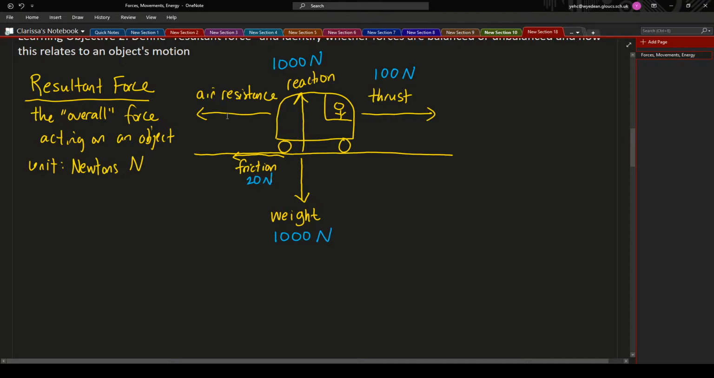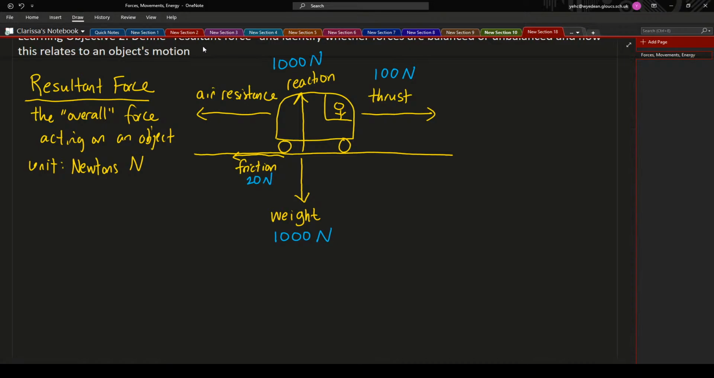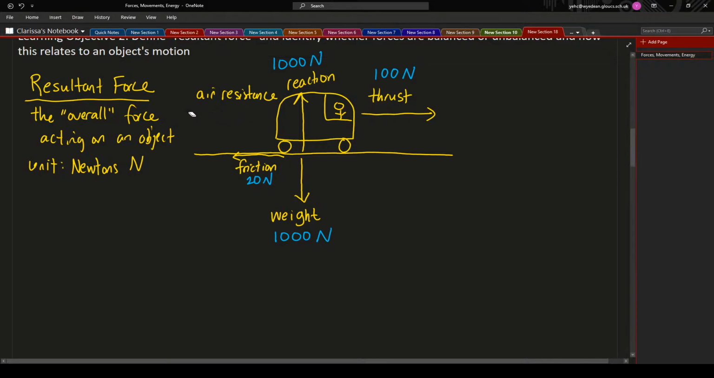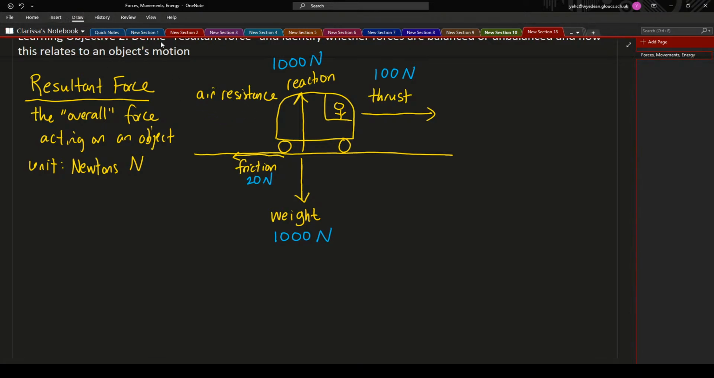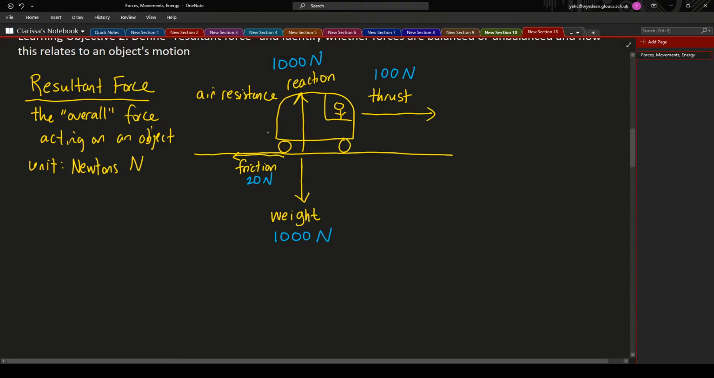Oh, I drew this arrow a little bit too big. Hold on, let me redraw the arrow because it's bothering me now. I'm going to do it less. Okay, we'll go with that.